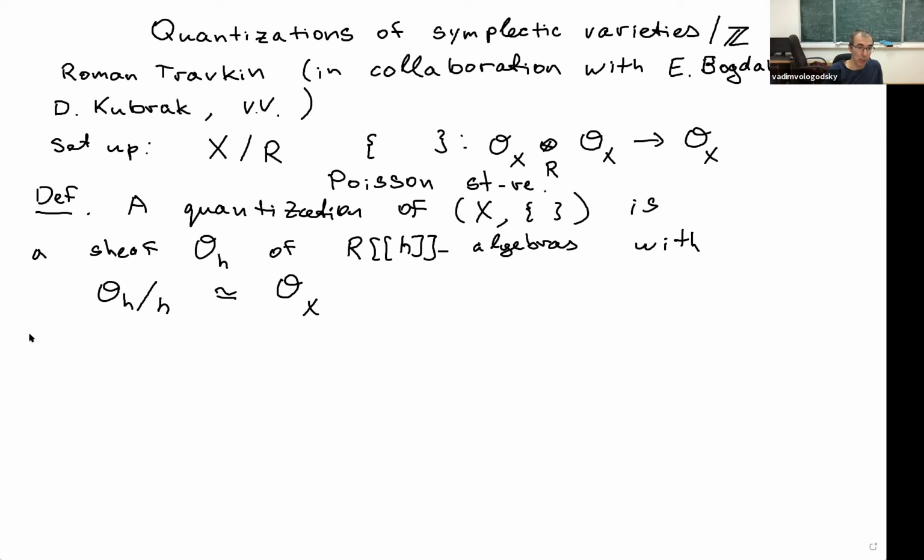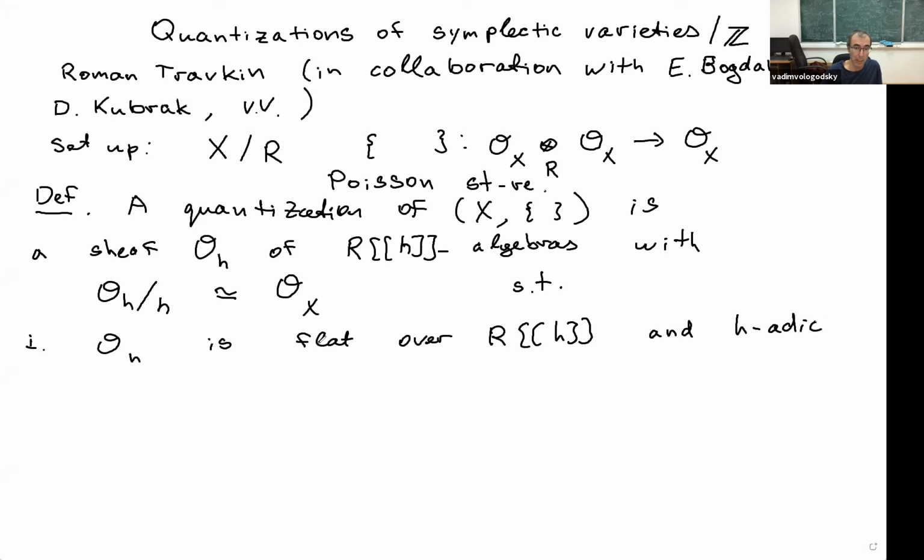Such that the following conditions are satisfied. Well, first of all, O_h is flat over the ring of power series, and h-adic complete. And secondly, now I have to explain how it's related to this Poisson structure.